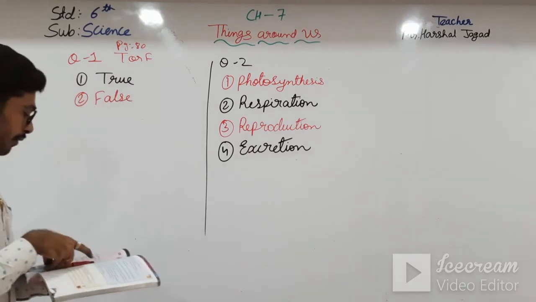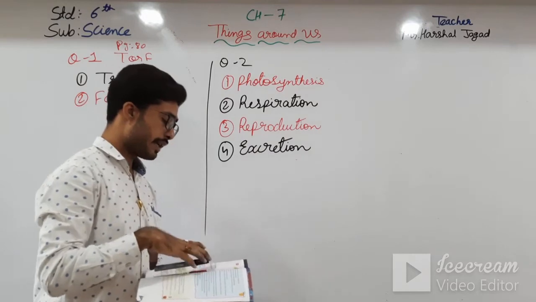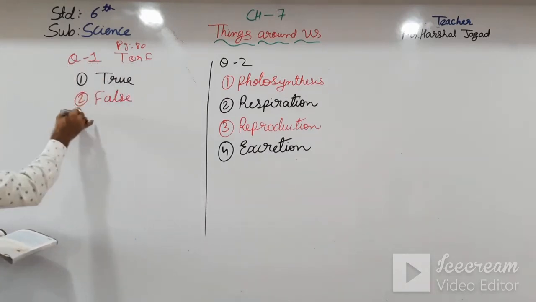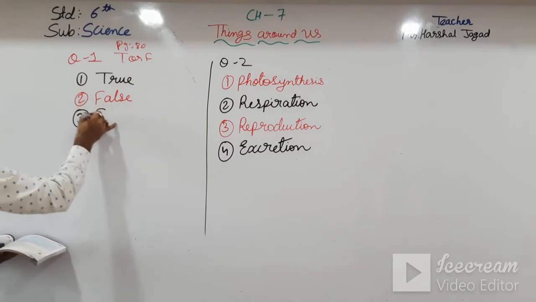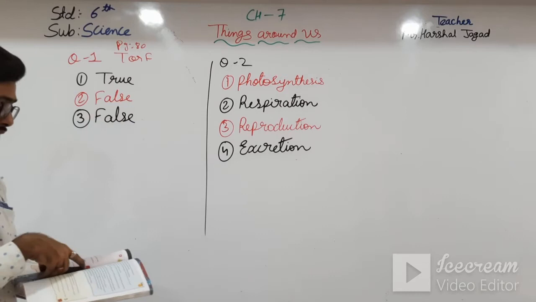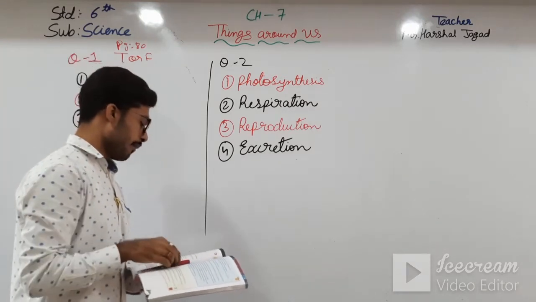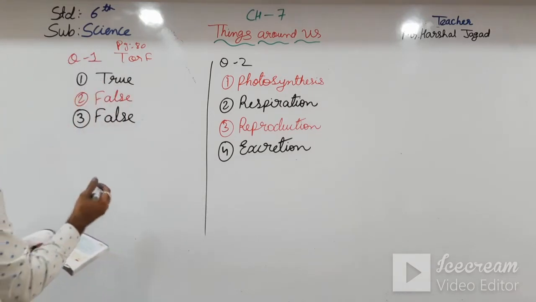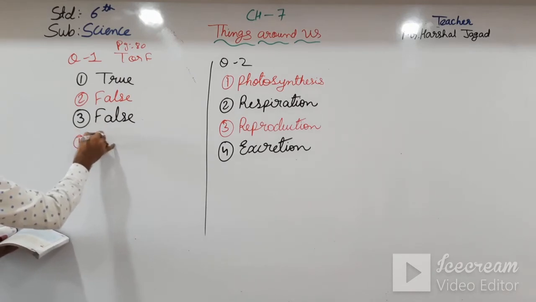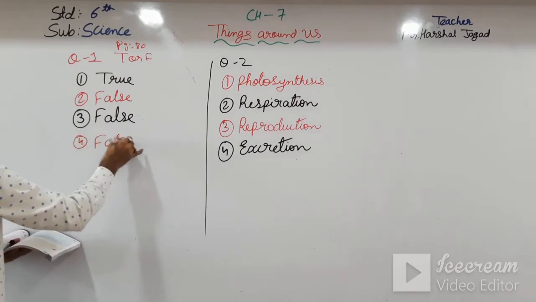Third one, cold-blooded animals can stay active in very cold or very hot temperature. No, it is wrong. Warm-blooded animals can live in both, not cold-blooded. Fourth, plants do not respire, so it is false, because if plants do not respire, then we can't get the oxygen.